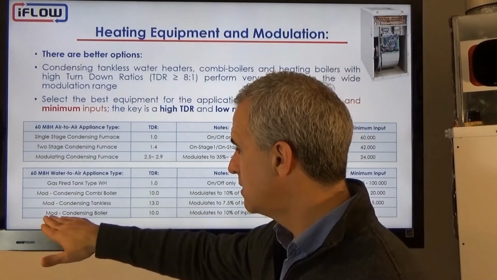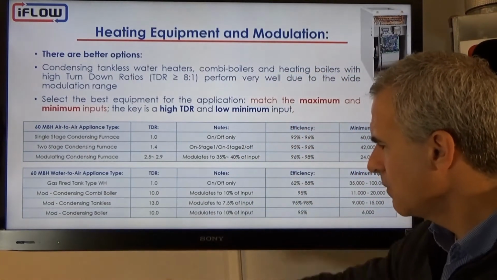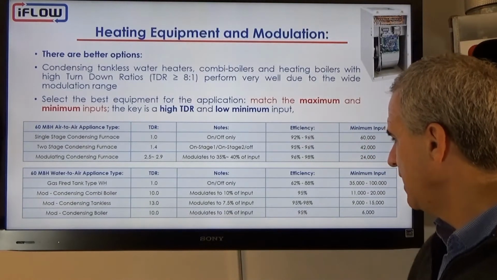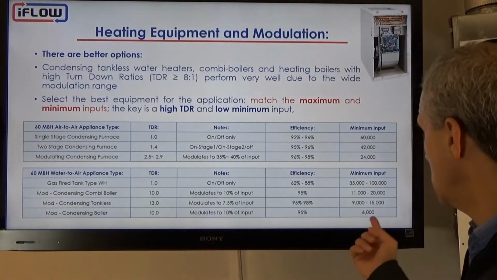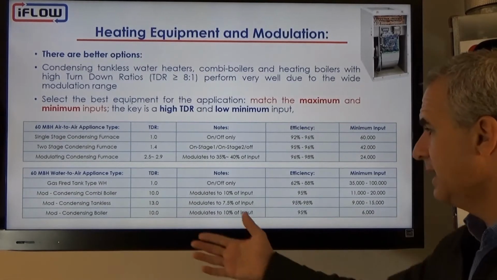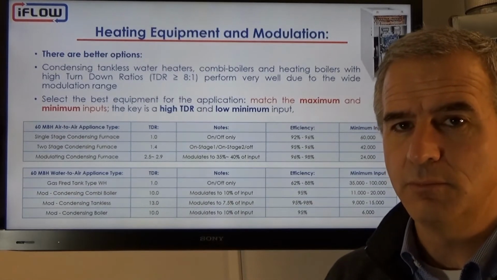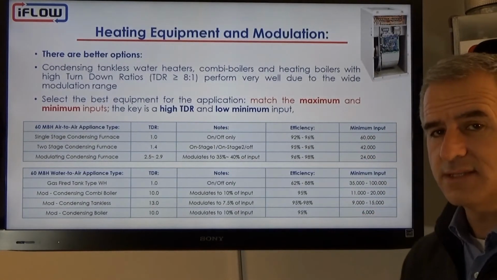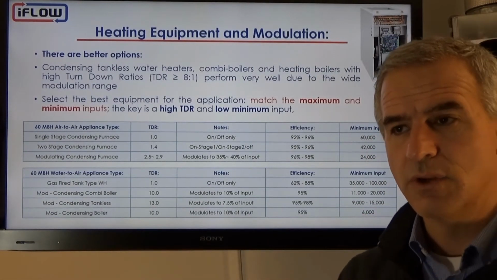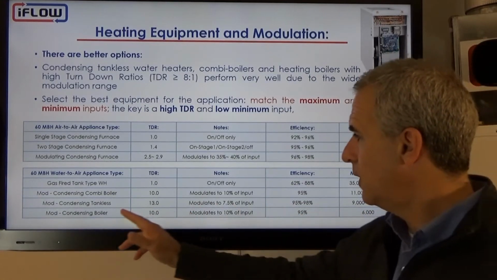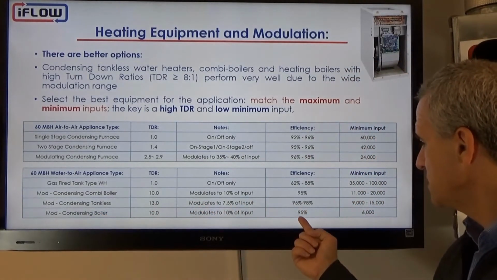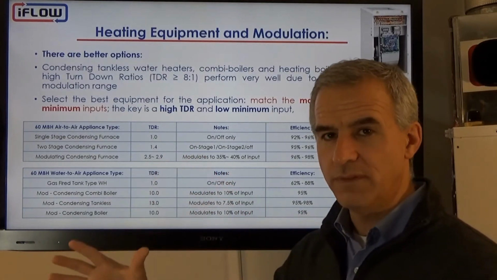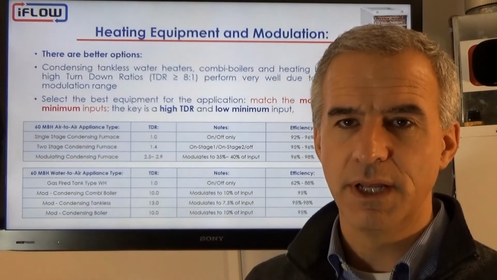Let's look now at modulating condensing boilers. They often have a 10 to 1 ratio now, usually AFUEs of 95% or better. I can get a 50 or 60,000 BTU boiler with an 8 to 1 or 10 to 1 turn down ratio. I can find a boiler that has a 6 or 7,000 BTU input. So now I can actually match this boiler that's going to give me great efficiency at very low part loads and pair it with the iFLOW and get a great combination system.